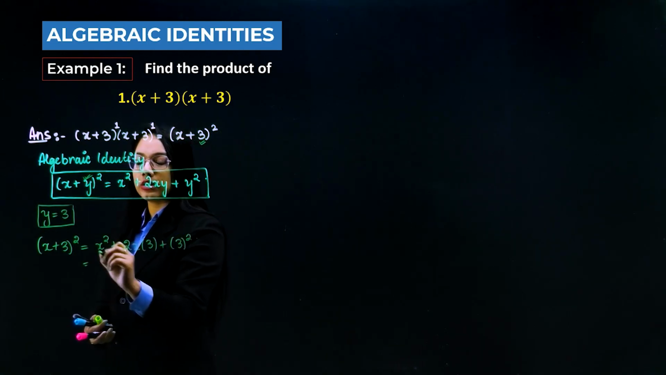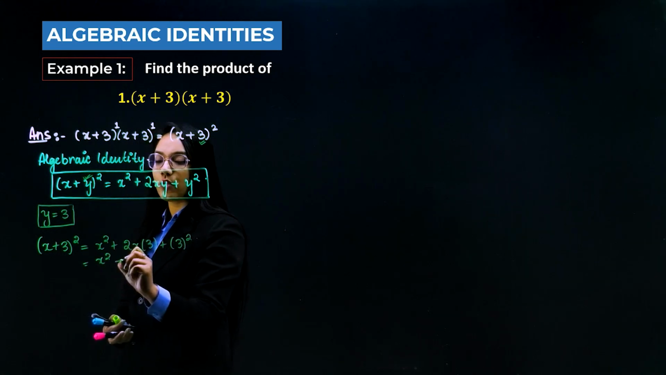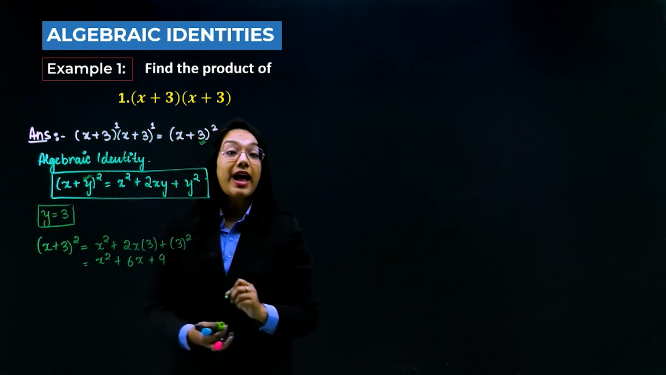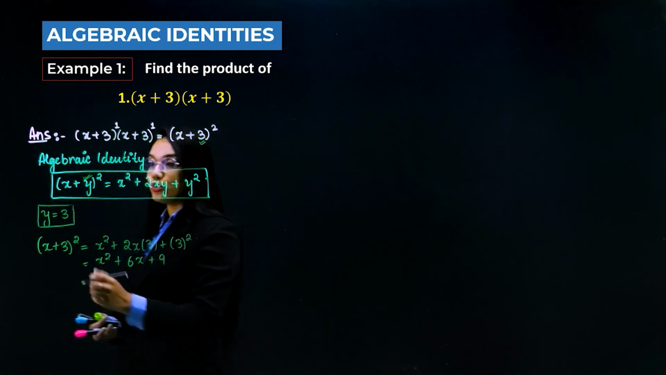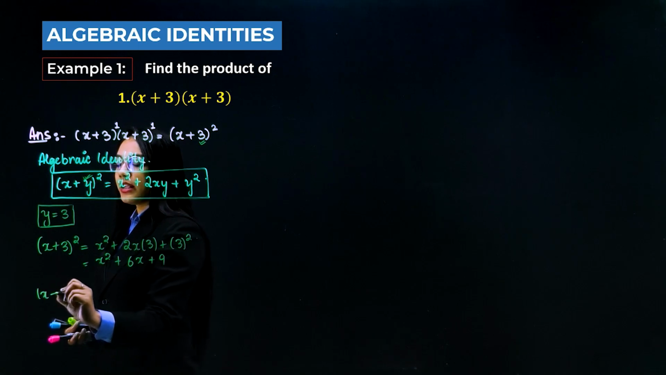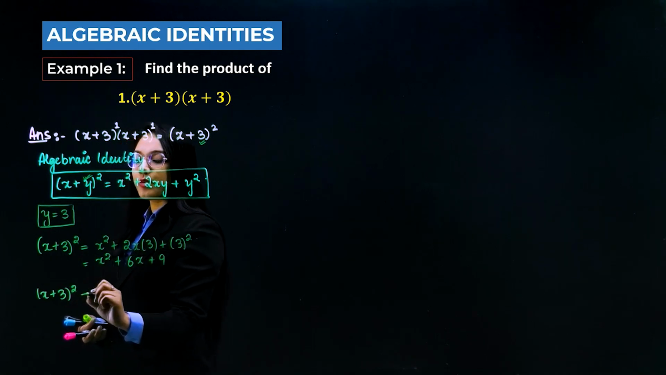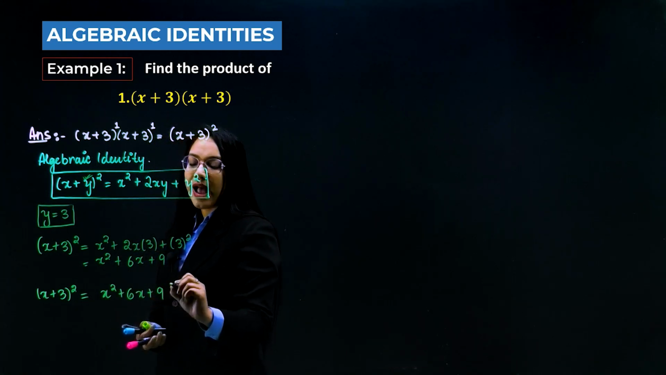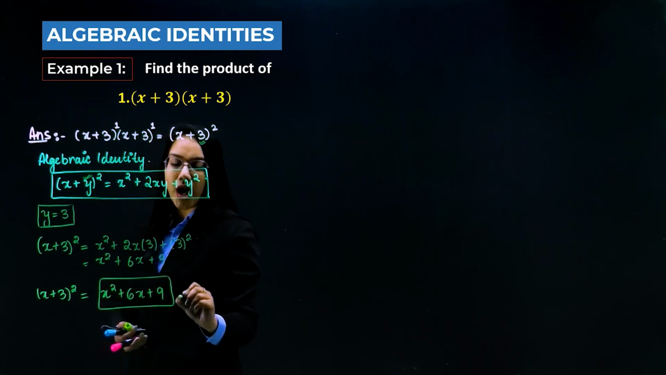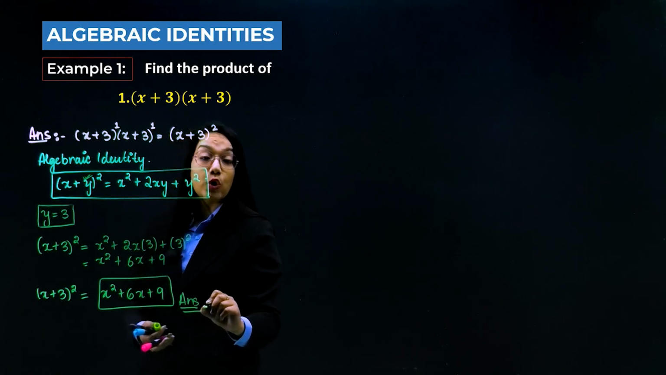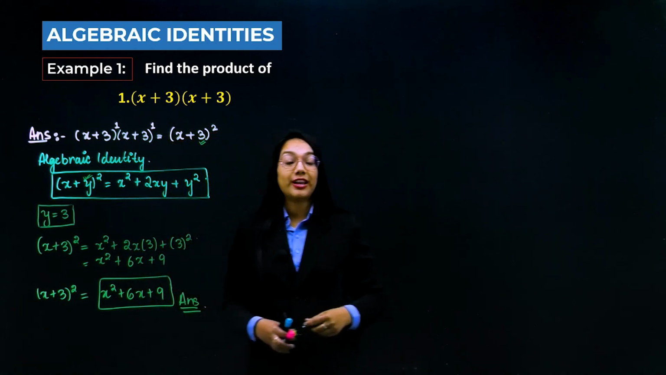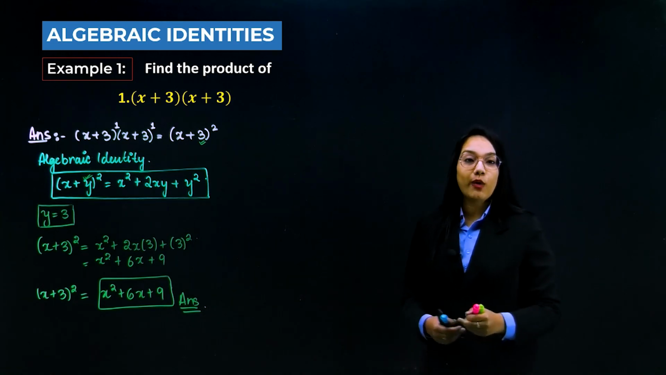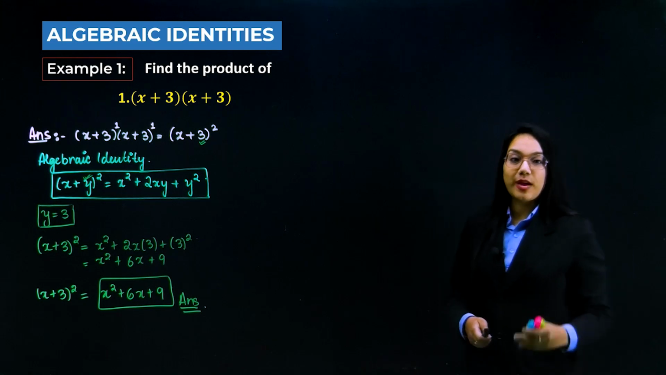So if I take the square, it would be x square plus 3 into 2 is 6x plus 3 square, which is nothing but 9. So using this algebraic identity, I'm getting the product of (x plus 3) whole square as x square plus 6x plus 9, and this is my answer, which is the product of (x plus 3) into (x plus 3) using the algebraic identity (x plus y) whole square, which is equal to x square plus 2xy plus y square.